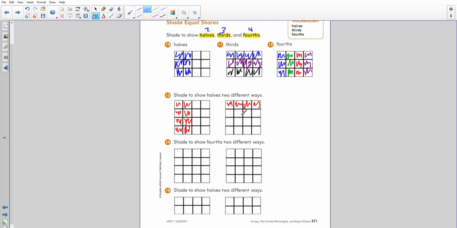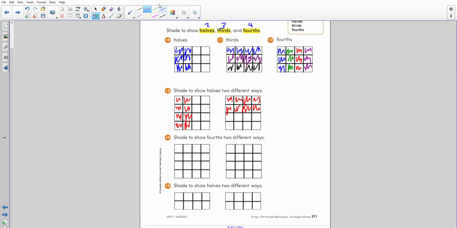No, they're not the same. So let me color in another one. 1, 2, 3, 4. So I have 1 row of 4, 2 rows of 4 that have been shaded. The unshaded part, is it equal? Yes, it is. 4, 8. So I have half shaded and half unshaded. 2 different ways to show halves. Please keep in mind, we need to use whole rows and whole columns to help us show equal shares.